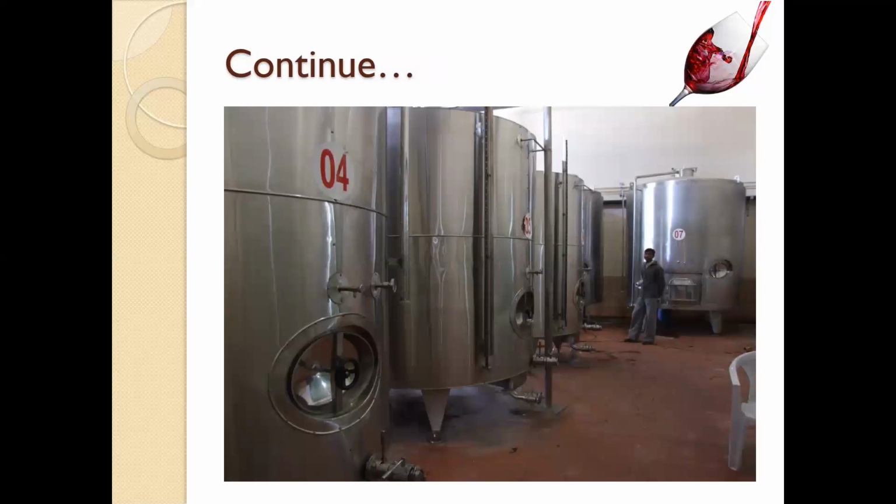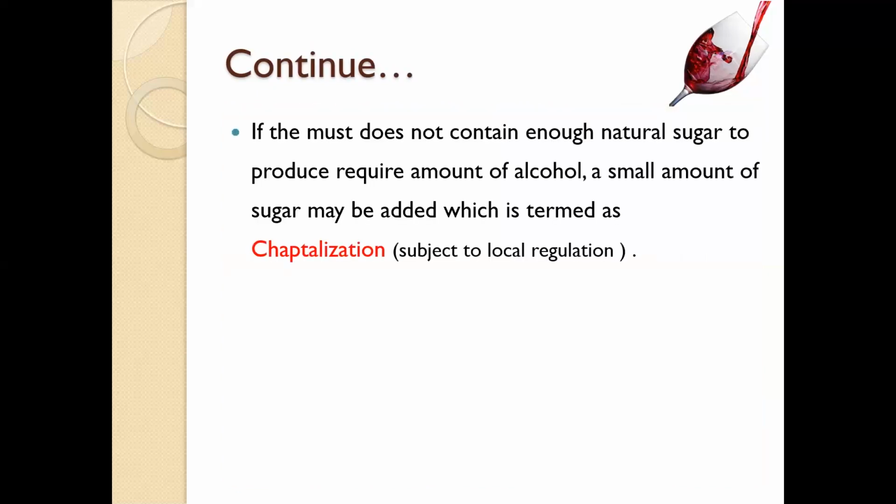These are the vats that are used for the fermentation process. If the must does not contain enough natural sugar to produce the required amount of alcohol, a small amount of sugar may be added, which is termed chaptalization. Chaptalization is subject to local regulation. According to the norms of the government, this chaptalization takes place.